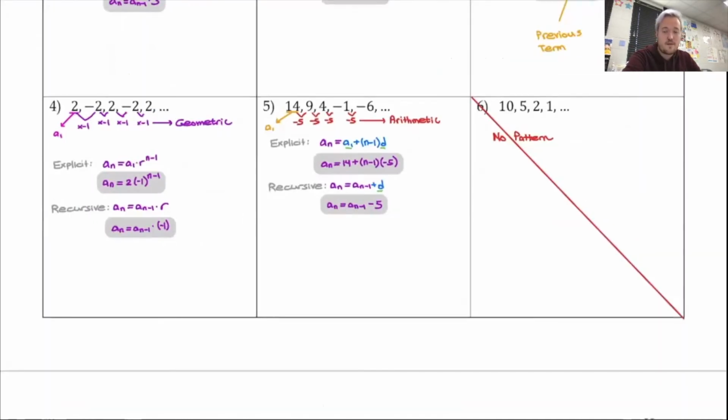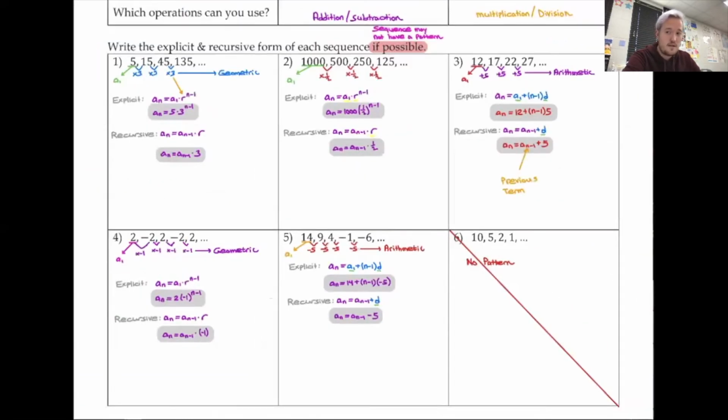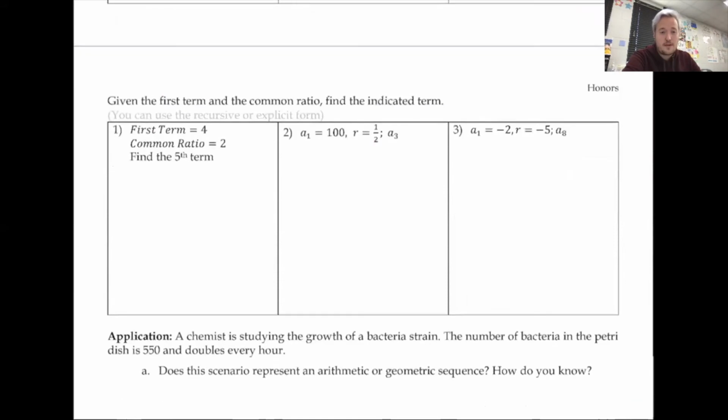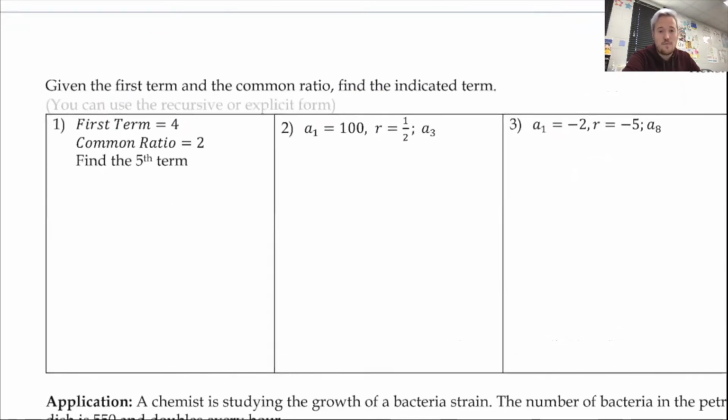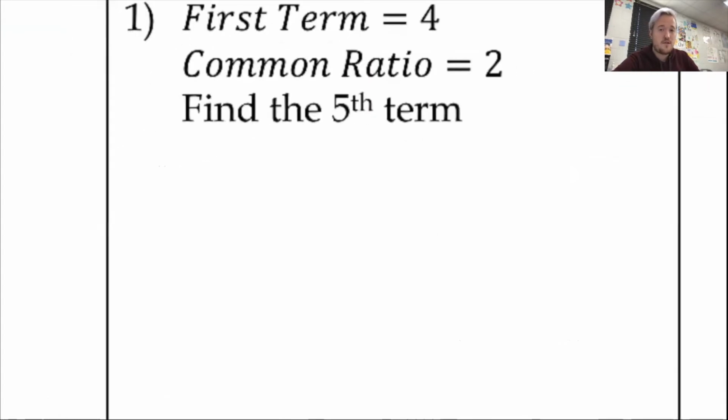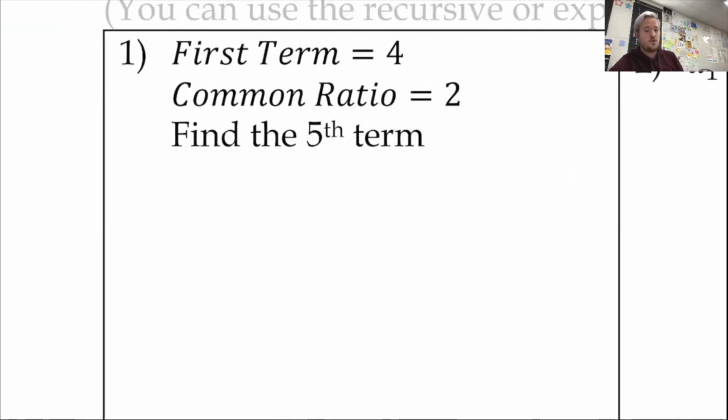Okay. So this is just writing the geometric, arithmetic, explicit, and recursive forms. So now I may actually tell you to find an indicated term based on what I give you. All right, so first off, I tell you the first term is 4, common ratio is 2, and you need to find the fifth term.